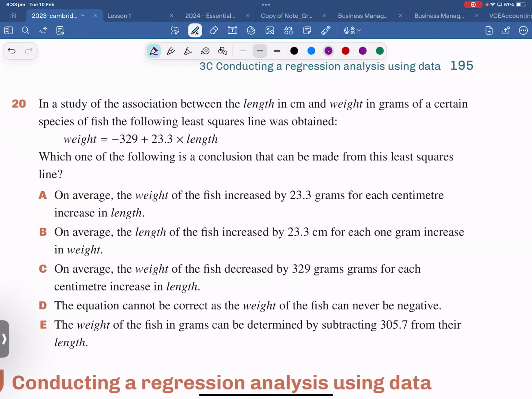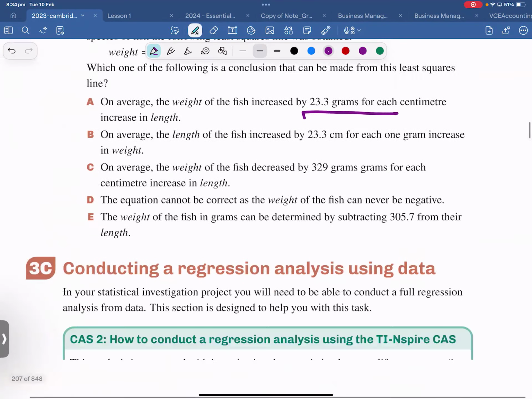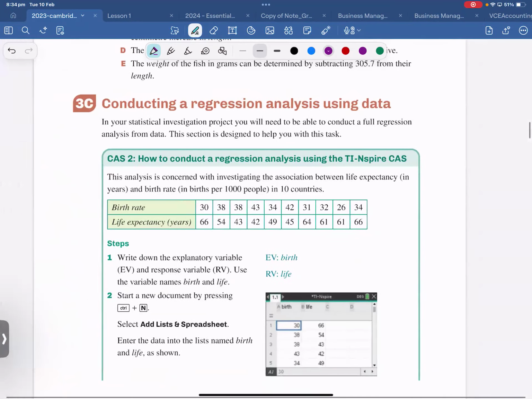Done? Everybody's done? What's the answer, guys, here? A. A. A. All of you have got the least squares line. Yes, you guys are correct. The weight of the fish increased by 23.3 grams for each centimeter increase in length. Correct. Okay, guys, then 3C.